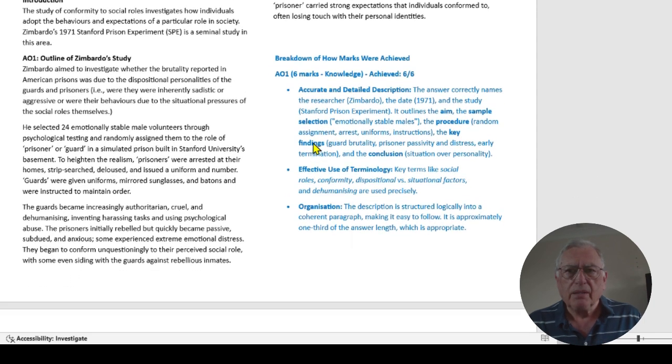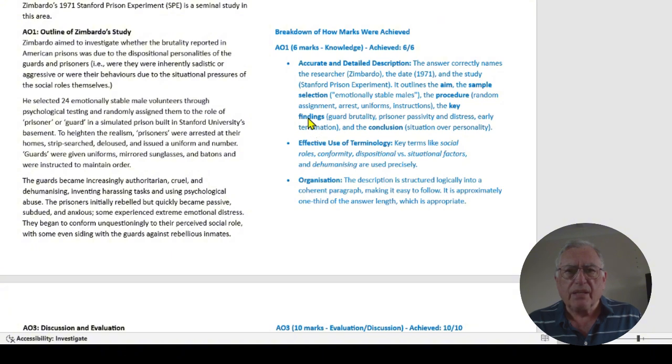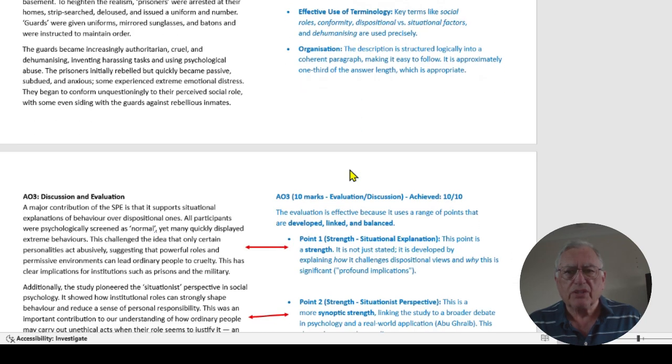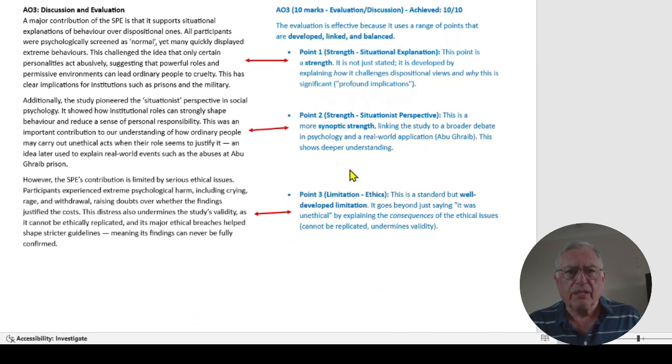Okay, back again. We see here that in this outline, we've got an accurate and detailed description. There was effective use of terminology, key terms like social roles, conformity, dispositional versus situational factors, and you need to know what those are. Dehumanizing, these are all used correctly. And then it's well organized, as I mentioned. And now we go on to the discussion part, discussion and evaluation.